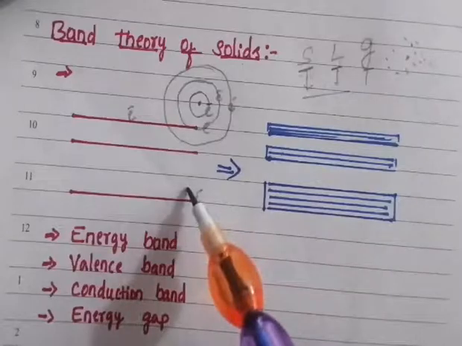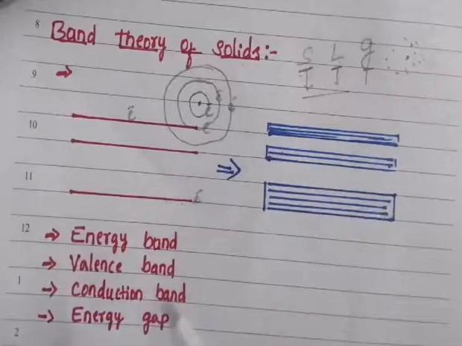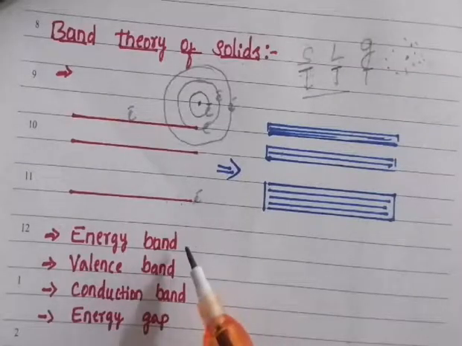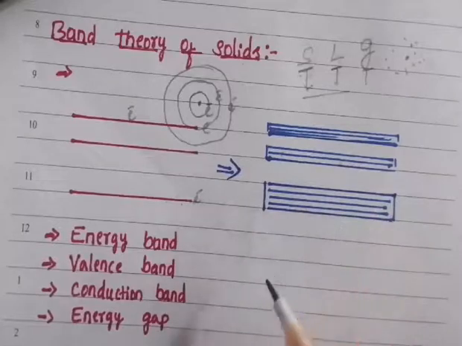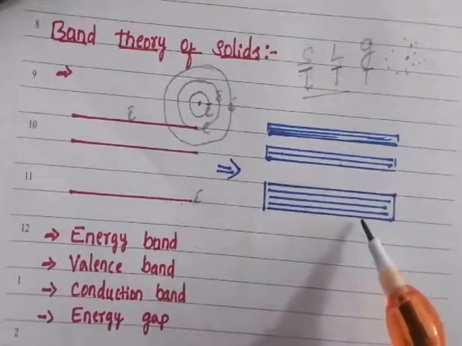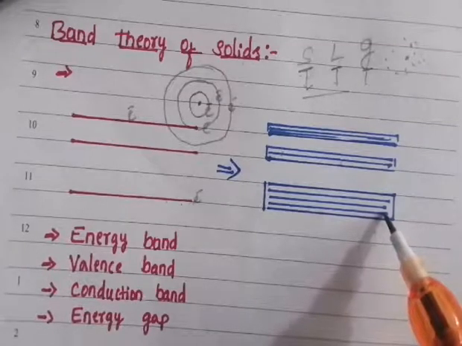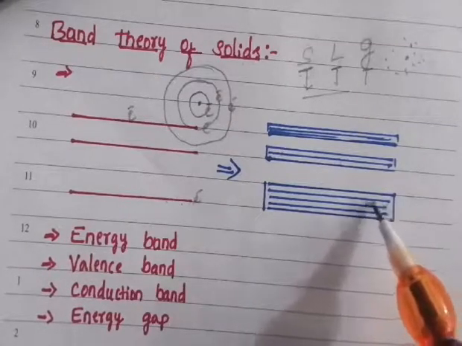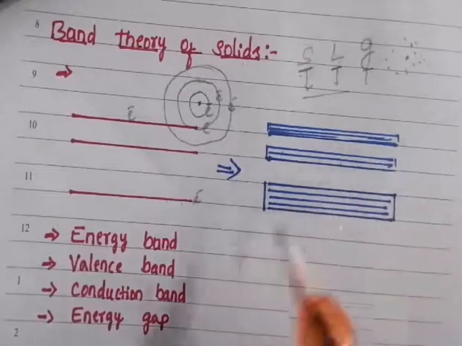This is a single atom. So this is in the case of solids. Next, what is an energy band? So this is called an energy band. What is meant by energy band? The collection of very closely spaced energy levels is called an energy band.